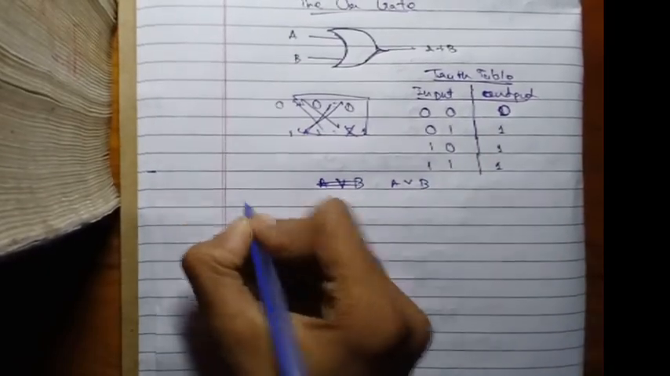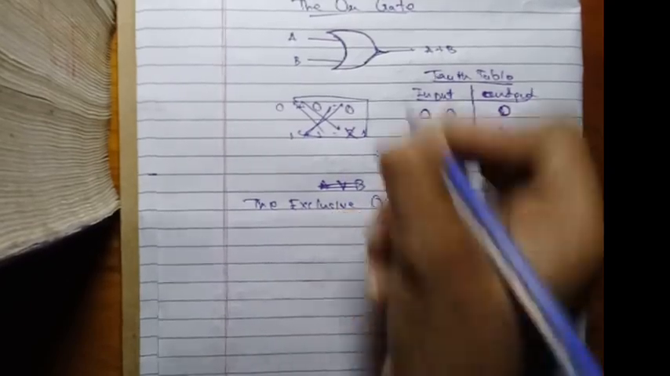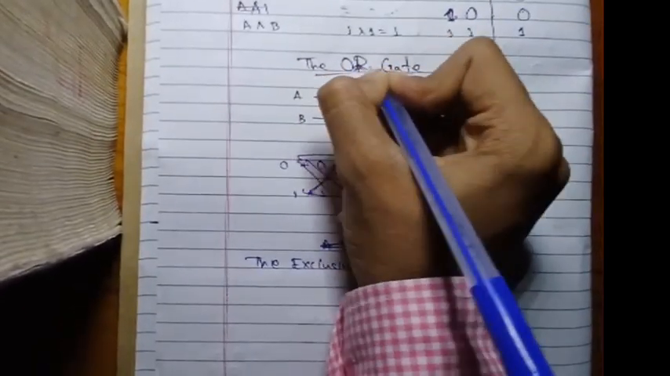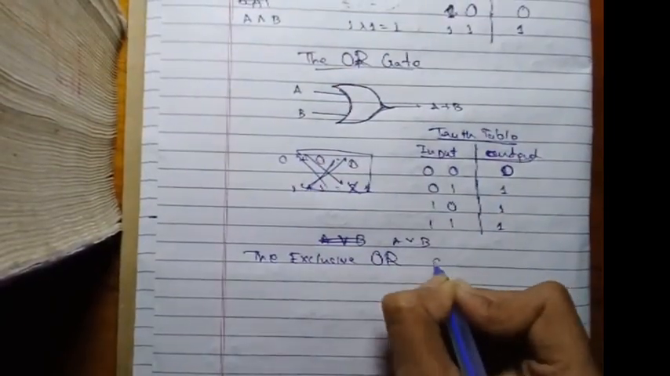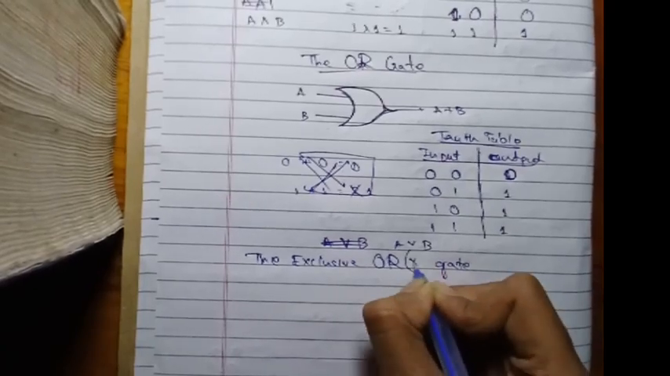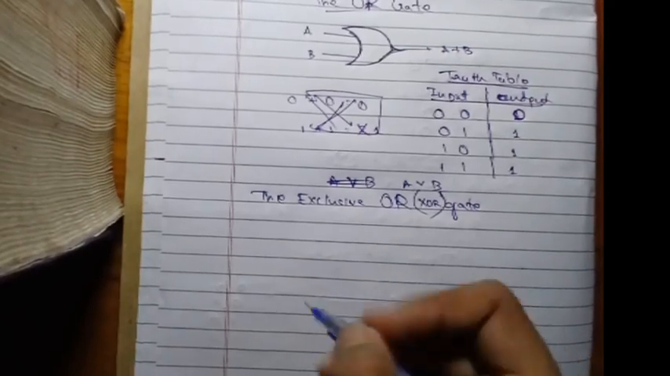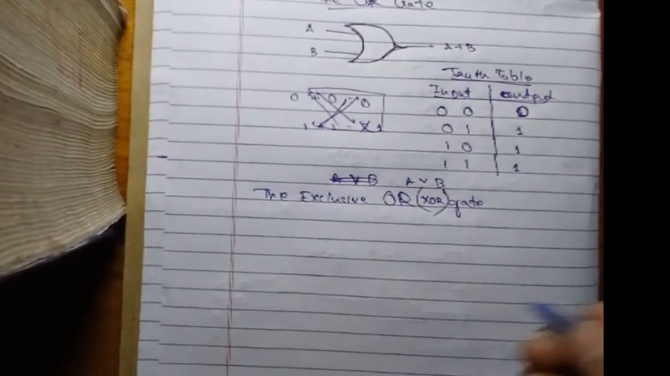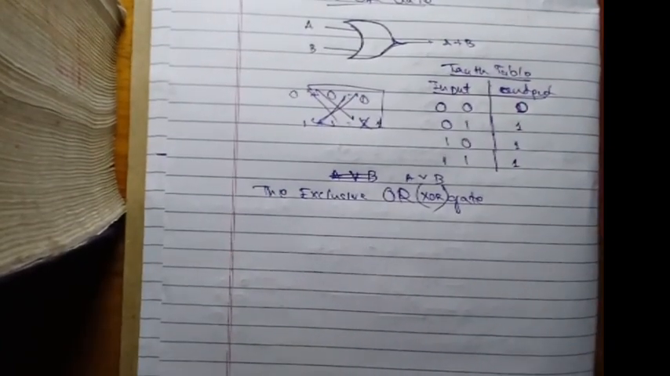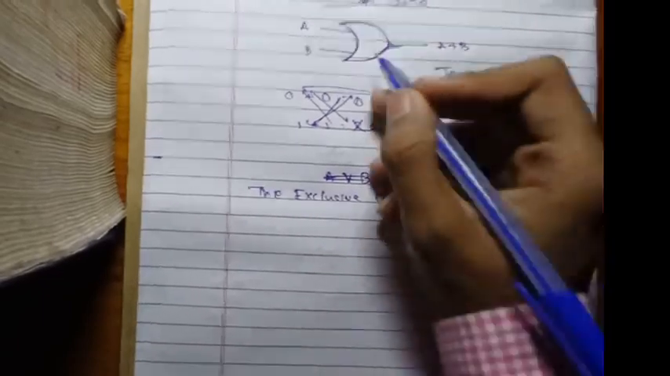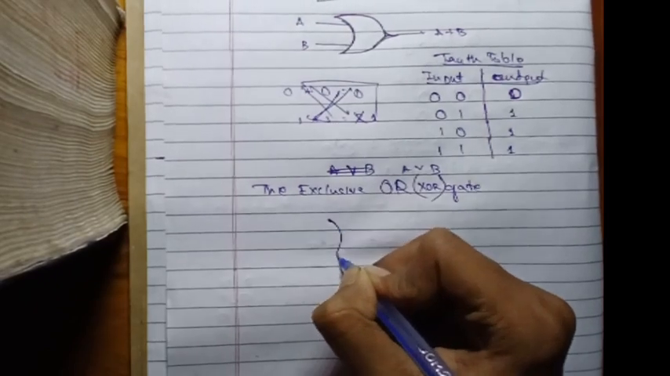So the next one is the exclusive OR gate. It will be written with capital letters, or we can also write XOR. How it functions: when either of the inputs is 1, it will return 1. If both inputs are 0, it will return 0. If both inputs are 1, it will return 0. So let us draw its gate. It is like the OR gate, with just simple differences.